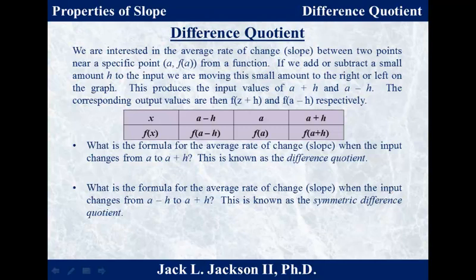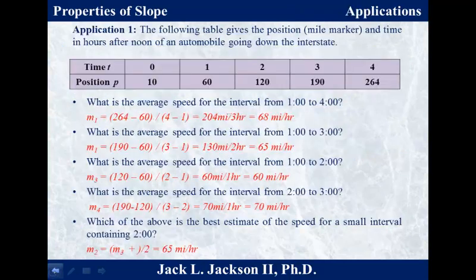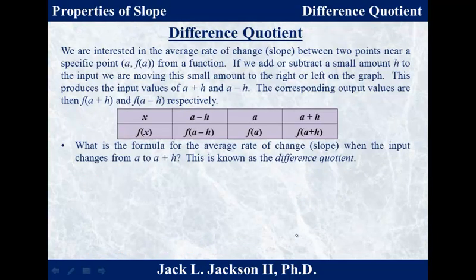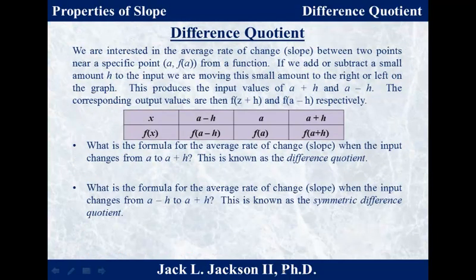Now what if we go from a minus h to a plus h, in other words, from this point here, a minus h, comma, f of a minus h, all the way over here to a plus h, f of a plus h. That would be like, let's back up. So the difference quotient, for example, would be like M4, where we took the point 2, 120, and the point 3, 190, and did the slope. The symmetric difference quotient would be more like M2 here, where we were interested in what's happening at 2, but instead we take stuff before and after it to find the slope. Okay, so what would the formula be there? That's called the symmetric difference quotient. Work that out and then come back when you got it done.